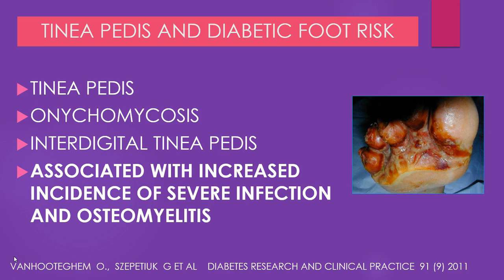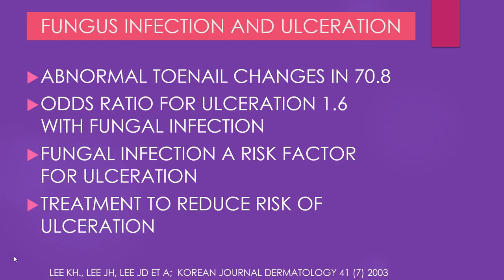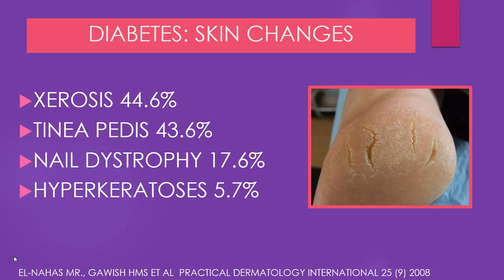Simply not acceptable. Again, looking at risk factors for a severe infection and osteomyelitis, tinea pedis, onychomycosis, and interdigital tinea pedis have been recognized as potential risk factors, and these are again modifiable factors. Looking at this particular study in the relationship of fungal infection and ulceration, again the identification of fungal infection as a risk factor for ulceration is well established, and the authors calling for increased treatment of that fungus infection present in the diabetic patient to reduce the risks of ulceration.